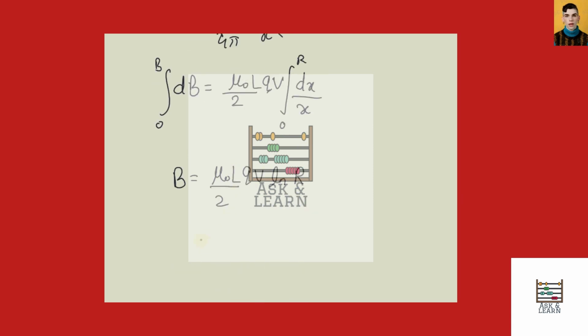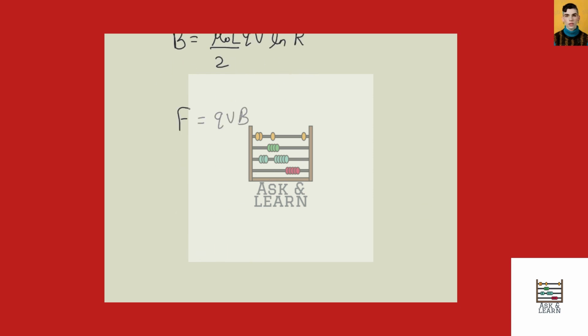So over here, this is the magnetic field. Now the force due to the magnetic field is given by Q times VB. If we plug in the value, we will get the result. So F will be equal to Q V, and B is mu naught L Q V by 2 ln of R. So from here this force turns out to be Q square V square mu naught L divided by 2 ln of R.